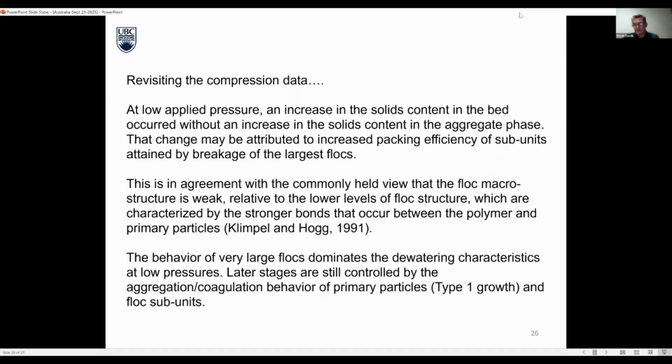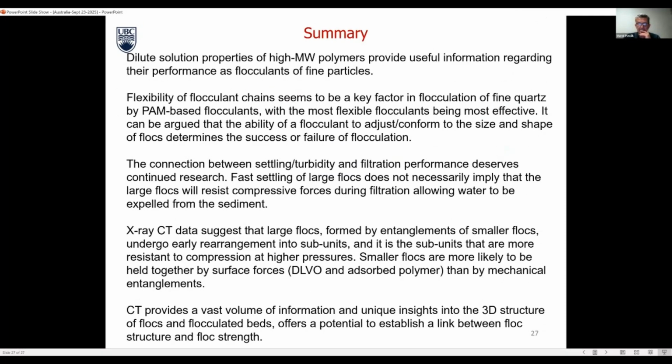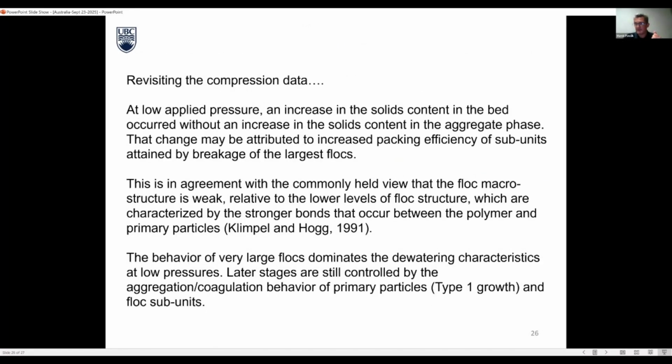So again, in relationship to the compression data, jumped 2 slides. So at low applied pressures, as I mentioned, when the majority of filtration is by expulsion of the interpore water from the flocculant phase, there is a change in the aggregate phase concentration, but that's basically a result of rearrangement of those units. It's not necessarily compaction of flocks, it's simply a breakdown of larger flocks into subunits.